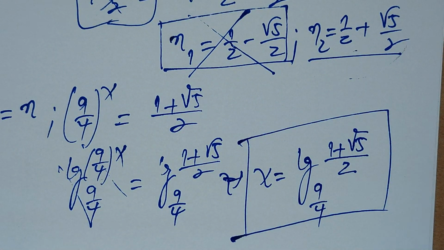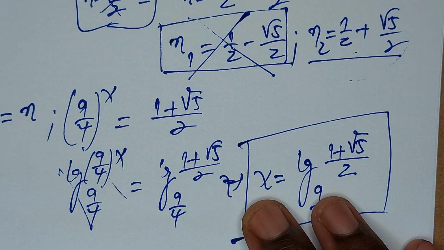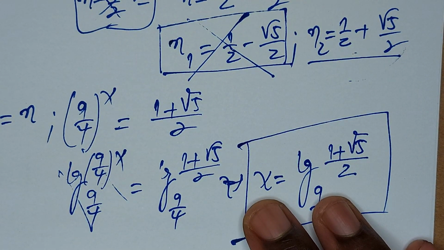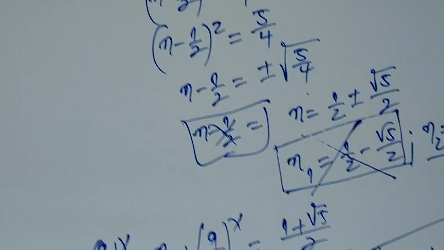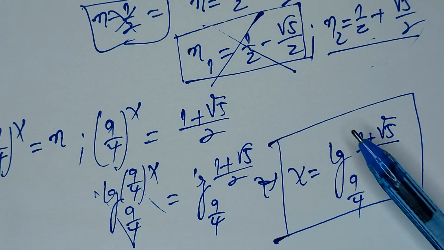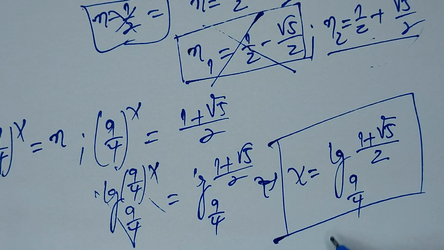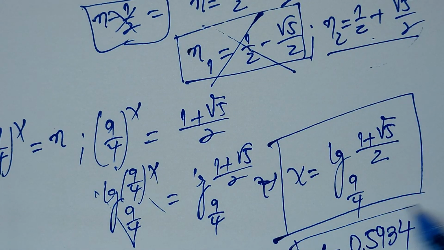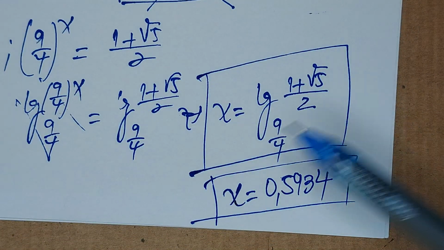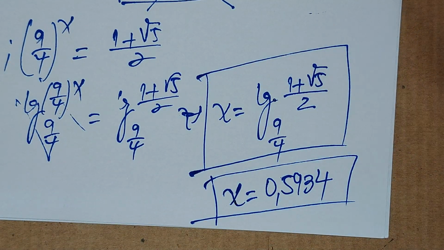We could quickly verify this solution. You can put it on the calculator, and you're going to have that x is equal to 0.5934. You can verify this, and you're going to see that the solution is correct.